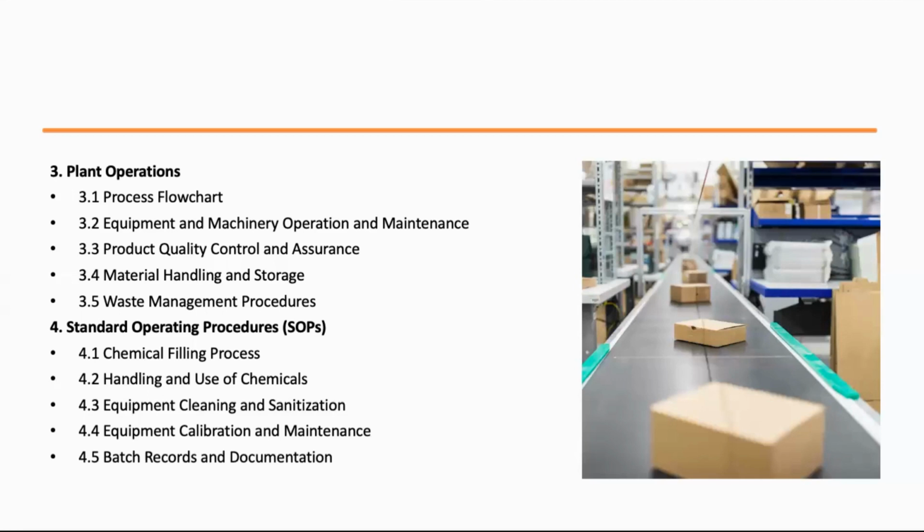Then 4.3, equipment cleaning and sanitization, which is very important because chemicals are of different natures, and some chemicals also have hazardous capabilities. So the cleaning and sanitization process is very important, and you will have to mention all these details in the 4.3 section. Then 4.4, equipment calibration and maintenance. You must give the details of the equipment used for the calibration and maintenance of your plant here in this section 4.4.